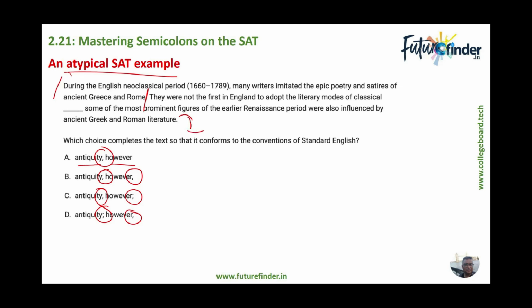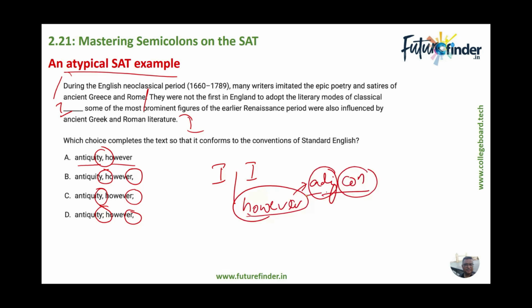So if we look at the LHS and the RHS for this one, we have independent clauses on both sides. So it's basically independent and independent, and we have a however, which is nothing but an adverbial conjunction. So logically, by the rule that we have just understood, the answer should have been antiquity and then a semicolon and then a comma. So logically the correct answer should be D.